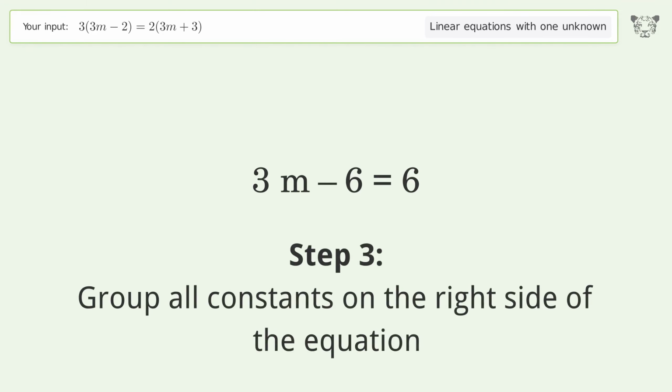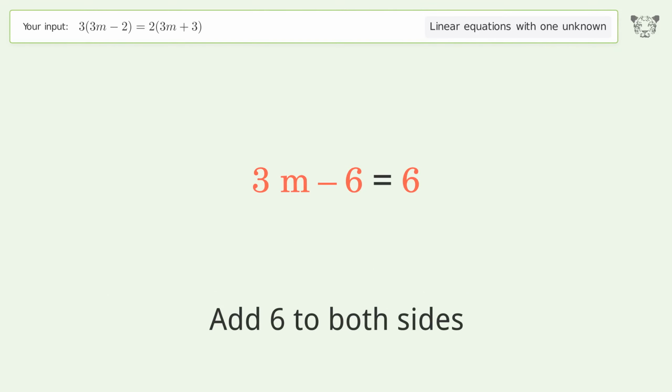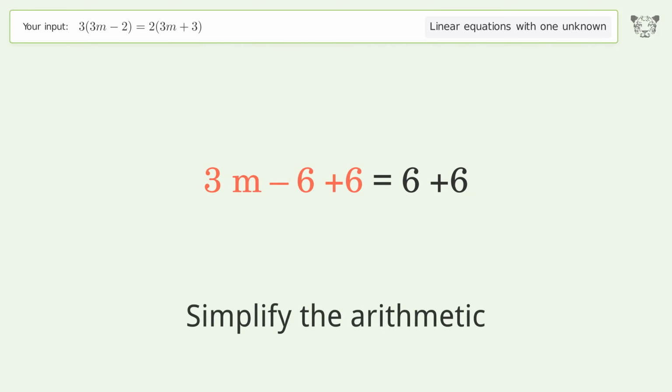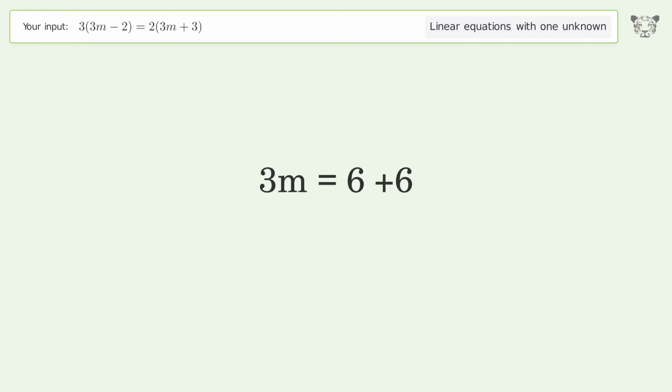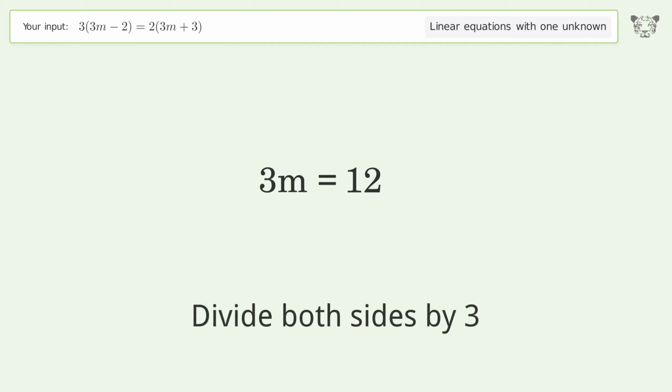Group all constants on the right side of the equation. Add 6 to both sides. Simplify the arithmetic. Isolate the m. Divide both sides by 3.